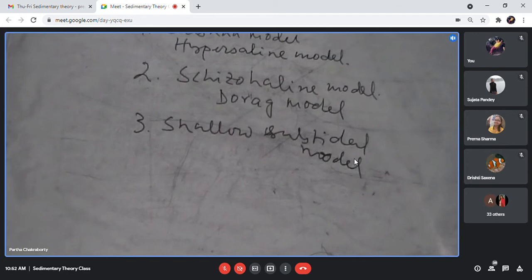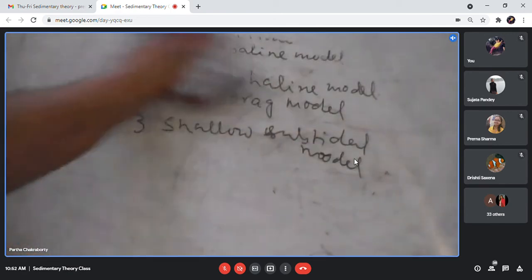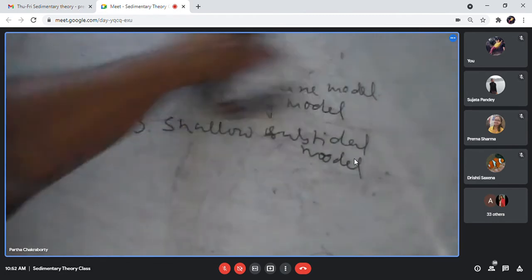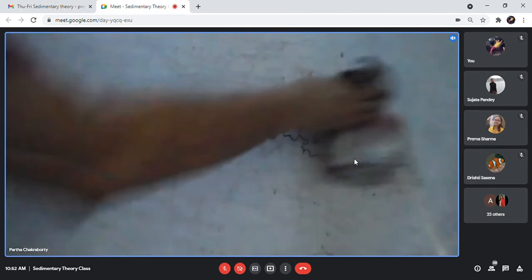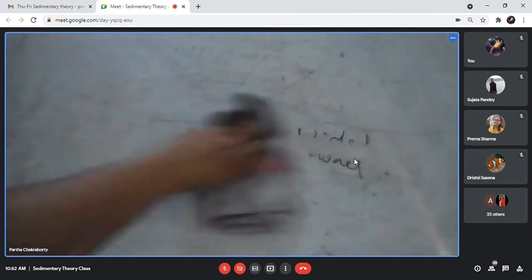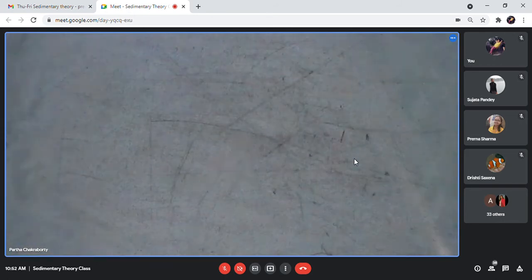So there are 3 different kinds of models to explain how dolomite is forming, and what is the necessity of 3 different models. First, I will give you a very simplified picture of the 3.